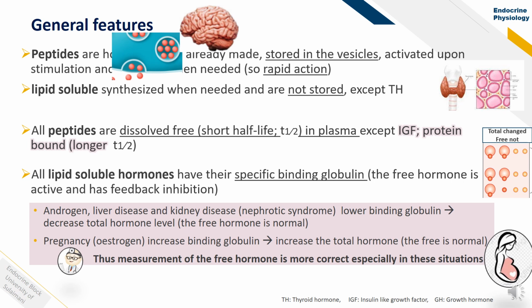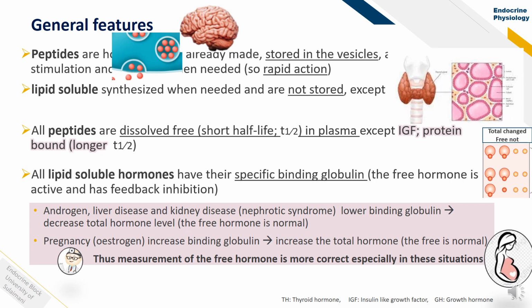While lipid-soluble hormones are synthesized whenever needed. So when stimulated, they are synthesized, and not stored like the peptide hormones, except for one exception, which is thyroid hormone. Why is endocrine physiology so complicated? Because you have some exceptions. Like this example, thyroid hormone is stored, but its storage is not like that of the peptides in vesicles; it is outside the cell in the colloid, inside the thyroid follicle, so not inside the cell.